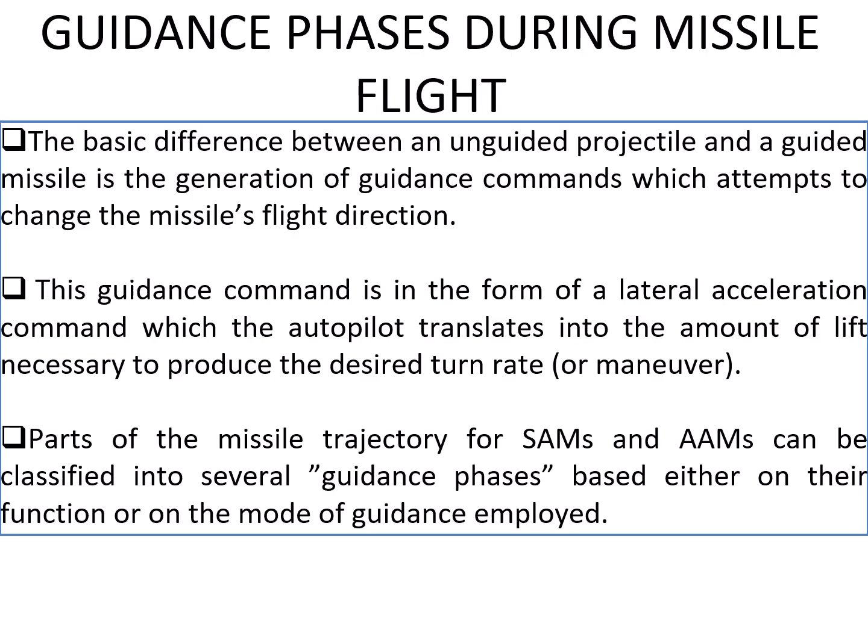So, guidance phases during the missile flight. How you differentiate between an unguided projectile and a guided missile is the generation of the guidance command, right? If we cannot control the projectile which was thrown, or we cannot control the vehicle, then it is unguided, which is just like you fire and forget. A guided missile or guided projectile is one that can be controlled using some commands known as guidance commands, which try to change the missile's flight direction and flight trajectory so that it keeps on track.